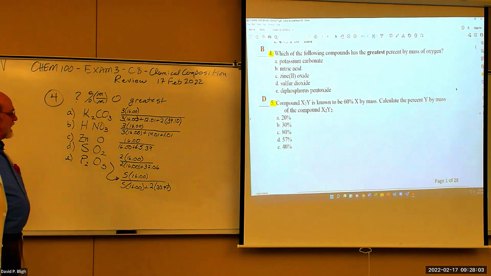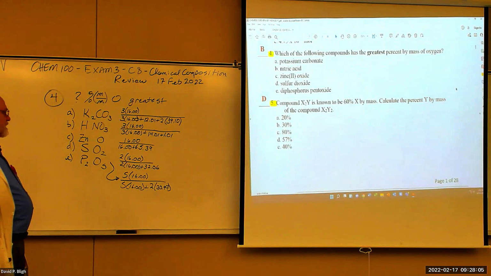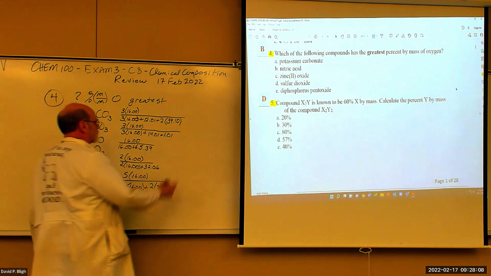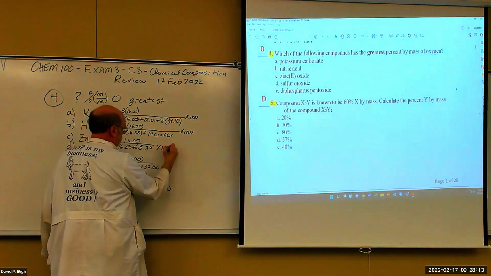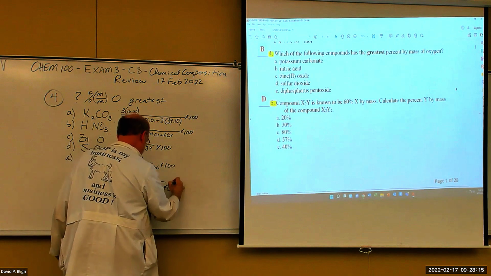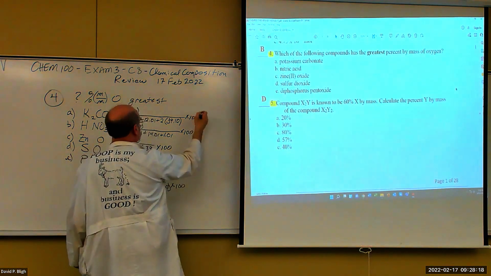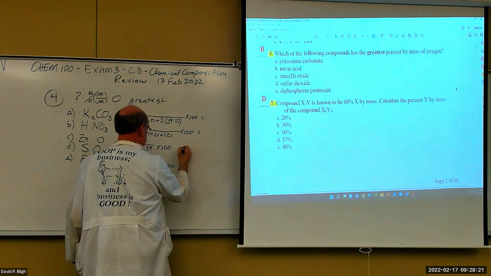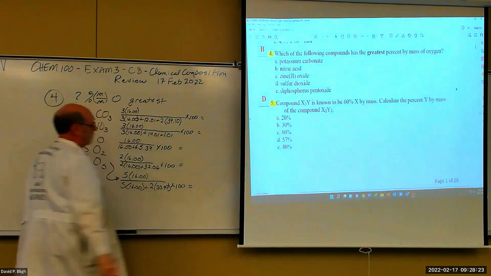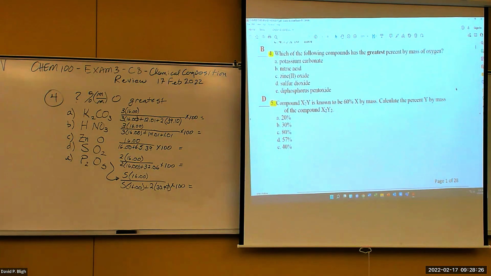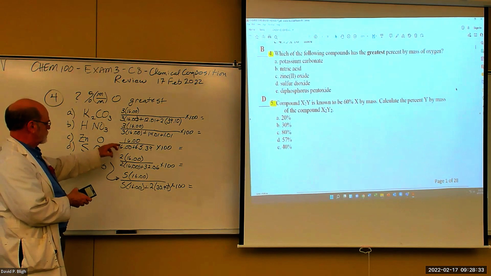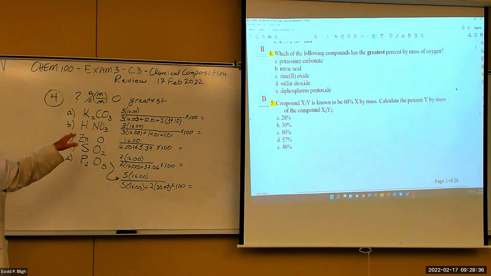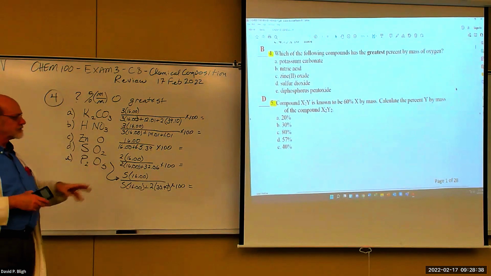Okay. Now, if we're actually going to calculate percent, we got to multiply each one of these by 100. There we go. Now, the rest, as they say, is history. 1, 2, 3, 4, 5. So we got them all. This is Henry Ford in action, assembly line.